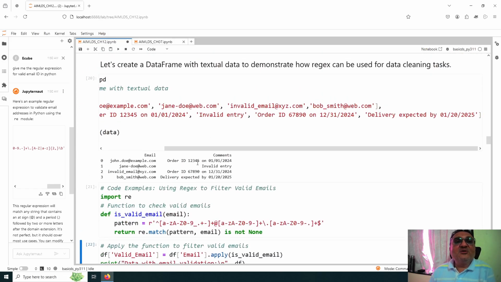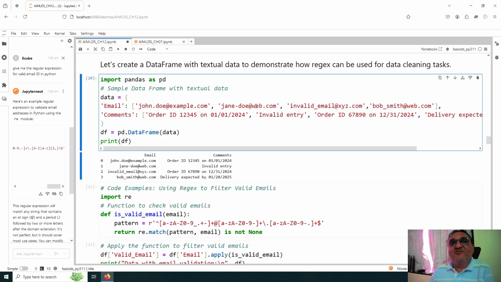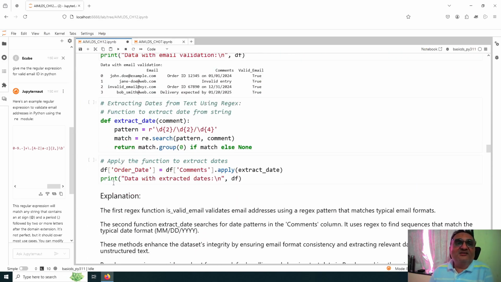Okay, so this just checks if the email conforms with the standard form or not. It does not check if the email is actually an existing email or not, because obviously there cannot be any such check, right?